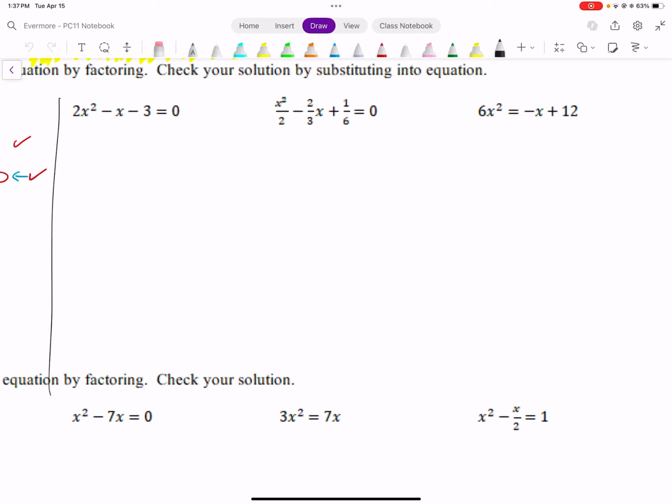Let's look at 3 more examples. I'm just going to create a lane for each of these. So I'm going to solve each quadratic equation by factoring and employing the zero product property. The first thing we need to do with the first equation is factor it. So 2x squared minus x minus 3 is equal to 0.